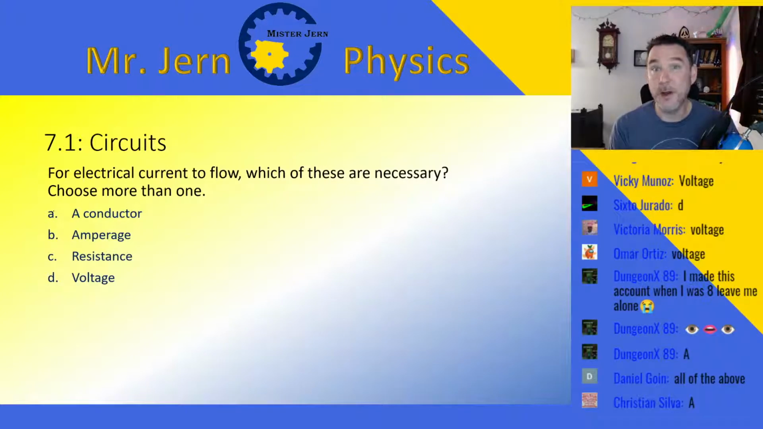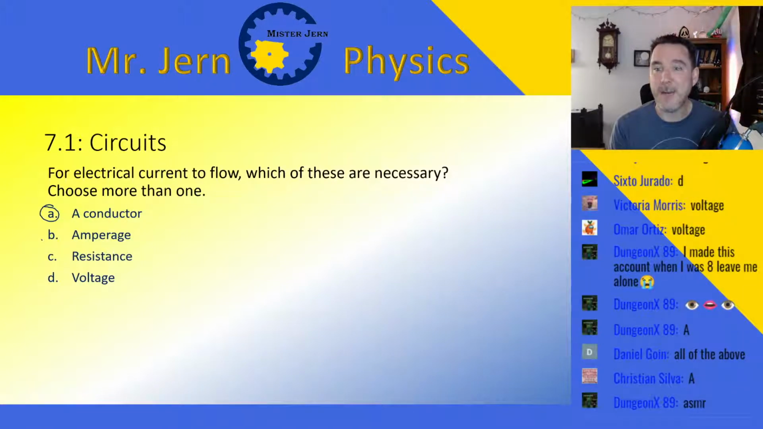Okay, a conductor. There are several choices, and these are all correct. Well, the ones I'm going to choose are correct. A conductor, you need, yes. Amperage is a unit of measurement, okay? This is a noun. You need a noun, something for the electricity to flow through. Amperage is just a measurement, so I don't know if we would need that, right?